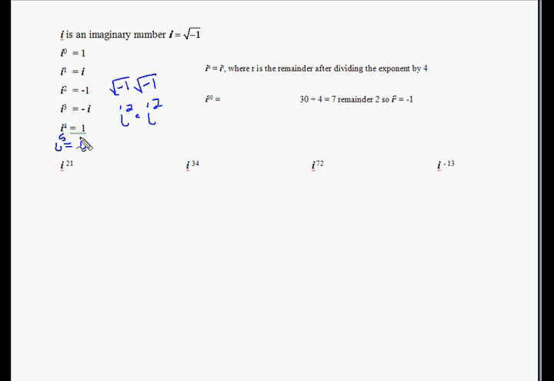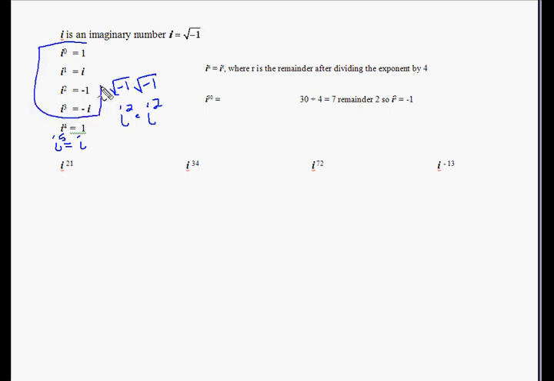I to the 5th is the same thing as I, because it's I to the 4th times I. So you notice here it went from 1 to I to -1 to -I to 1 to I. The next ones would be -1 and -I. So it turns out that there are only 4 numbers in this pattern.